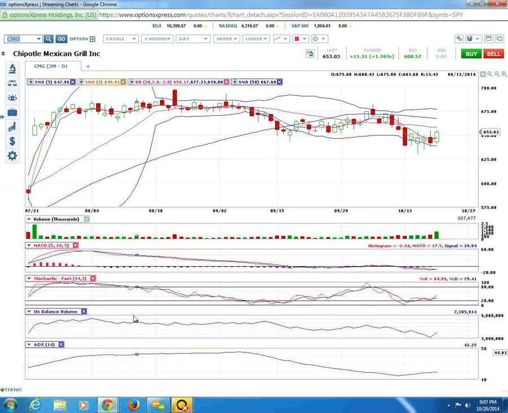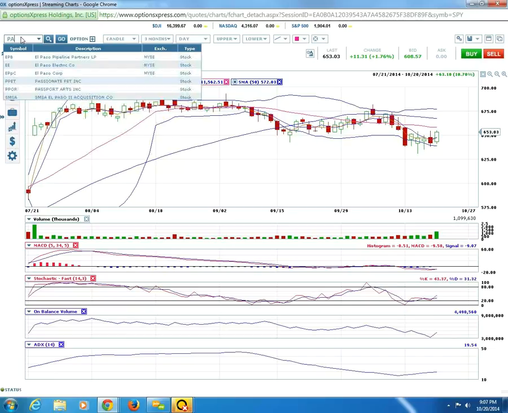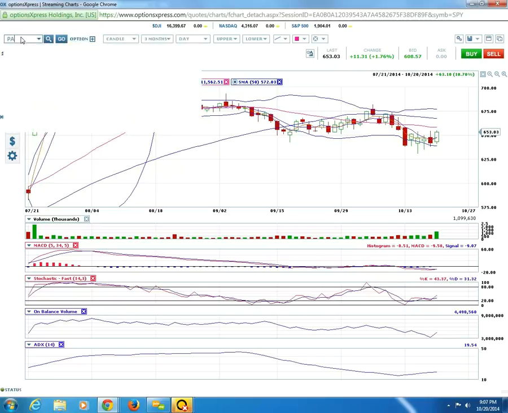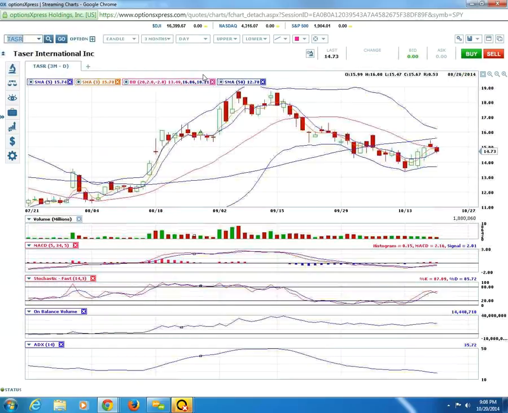How about Taser, T-A-S-I? T-A-S-R, Taser. T as in Tom, A as in Apple, S as in Sam, R as in Robert. That's Taser. All right. So Taser is now traded back to a gap.